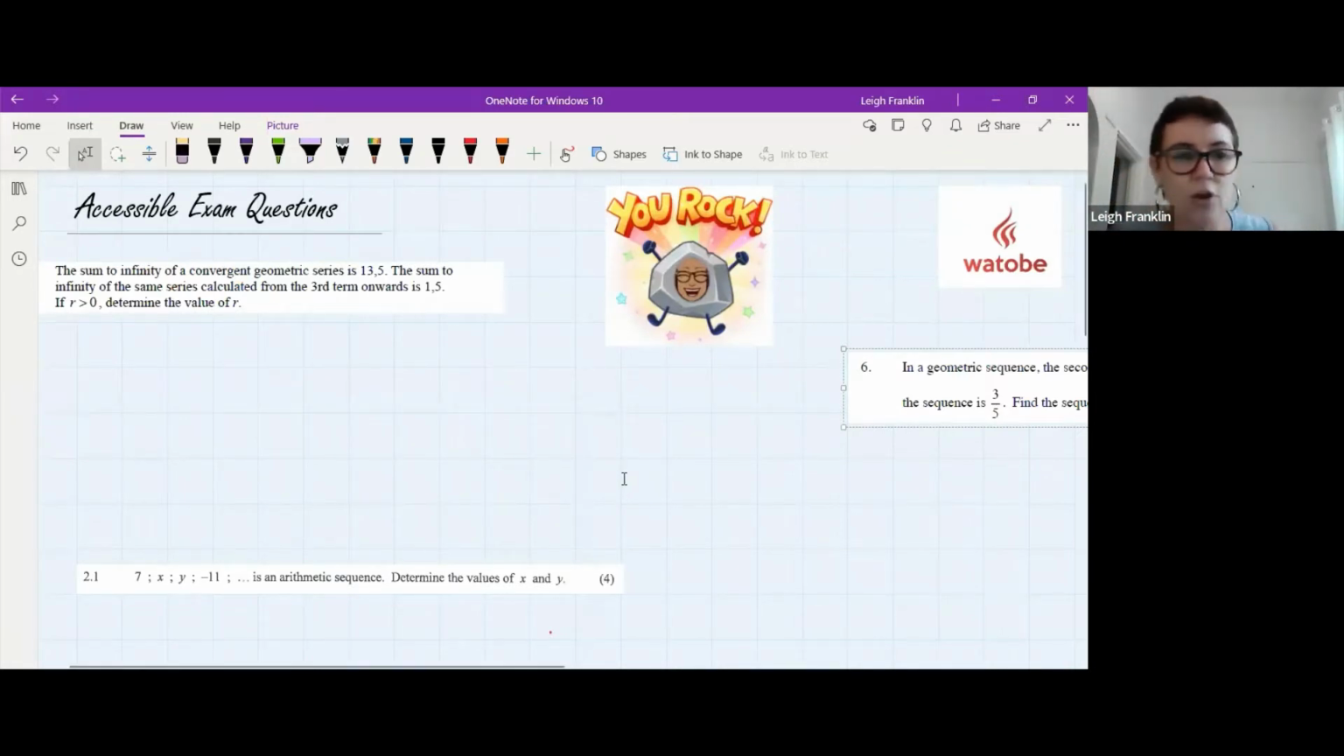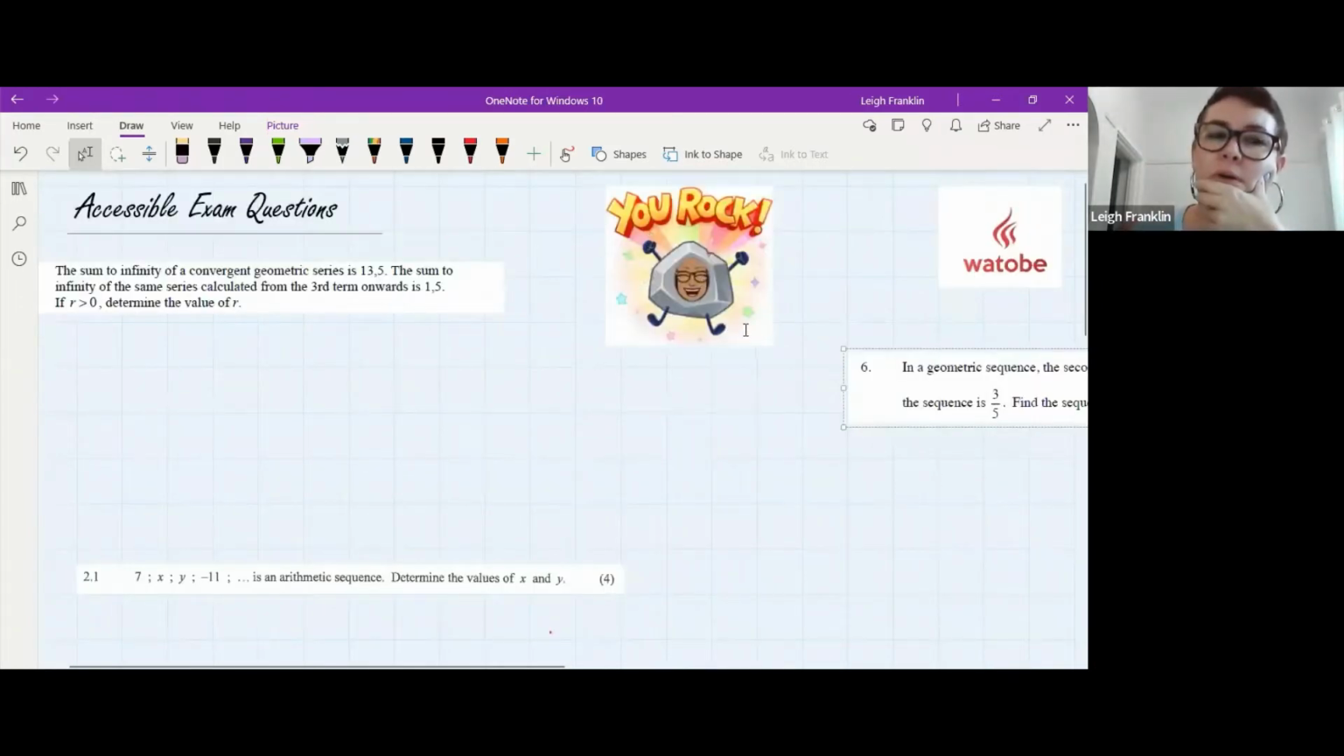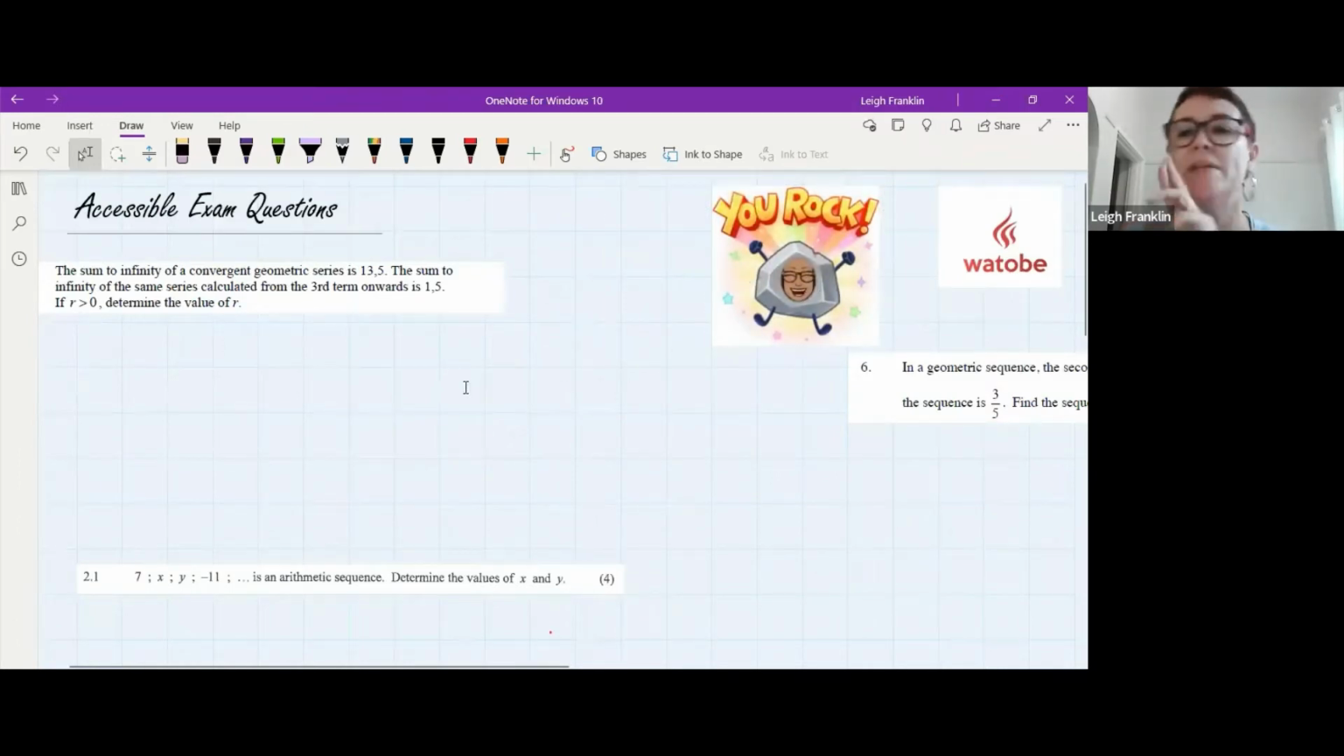I'm going to get started on the first question here. The first one that I found says: the sum to infinity of a convergent geometric series is 13,5. The sum to infinity of the same series calculated from the third term onwards is 1,5. If r is greater than zero, determine the value of r. Okay, so we know that they want us to calculate r. We know that that's the common ratio. And they've given us two pieces of information.